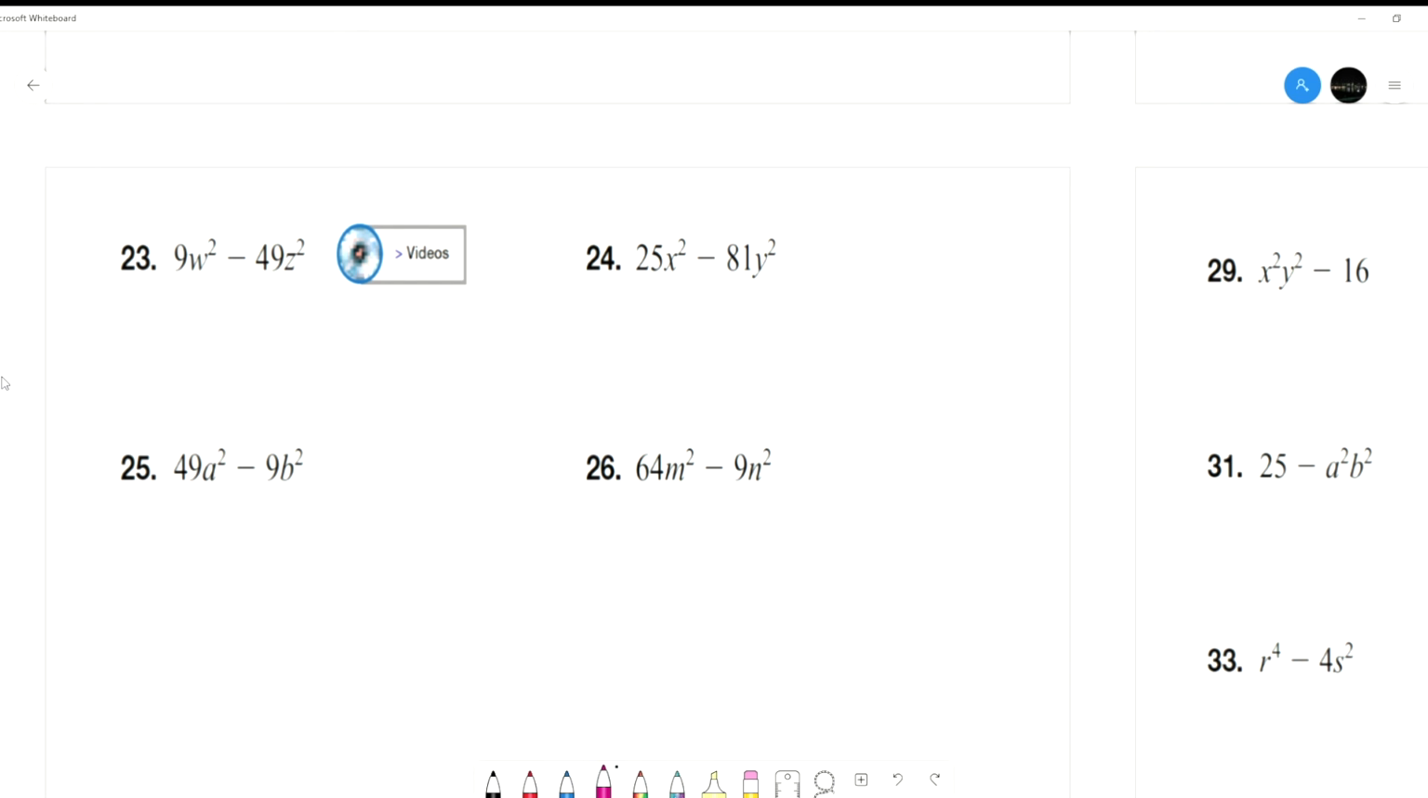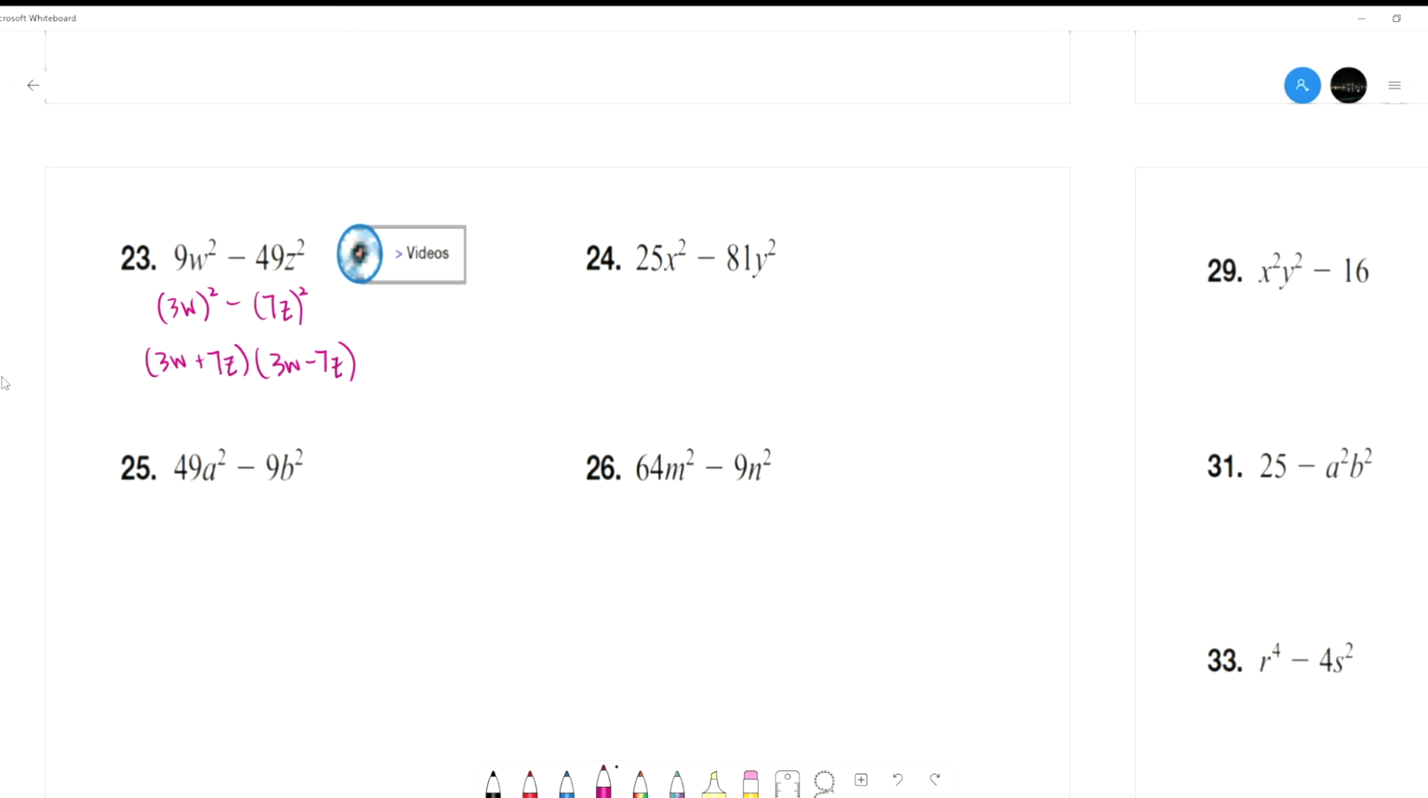So 9w squared, what do we get for 9w squared? So that's 3w, right? So (3w) squared minus 49z squared, that's (7z) squared, right? So that's a difference of squares. That gives us 3w plus 7z times 3w minus 7z. Not too bad, right? Difference of squares is pretty easy once you get the hang of it.